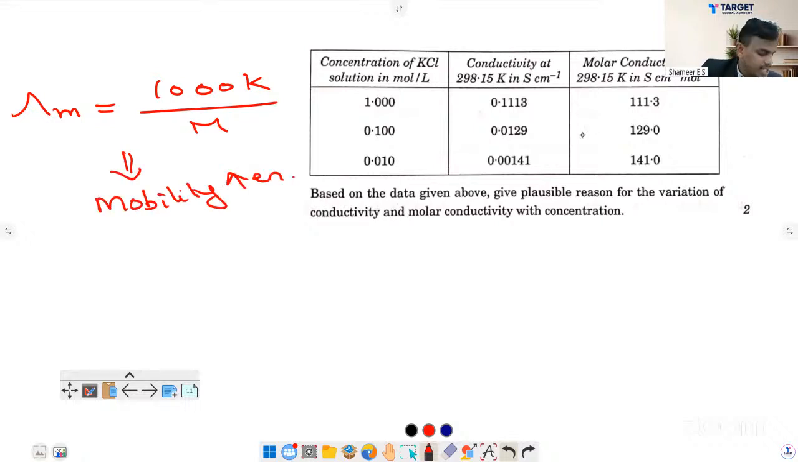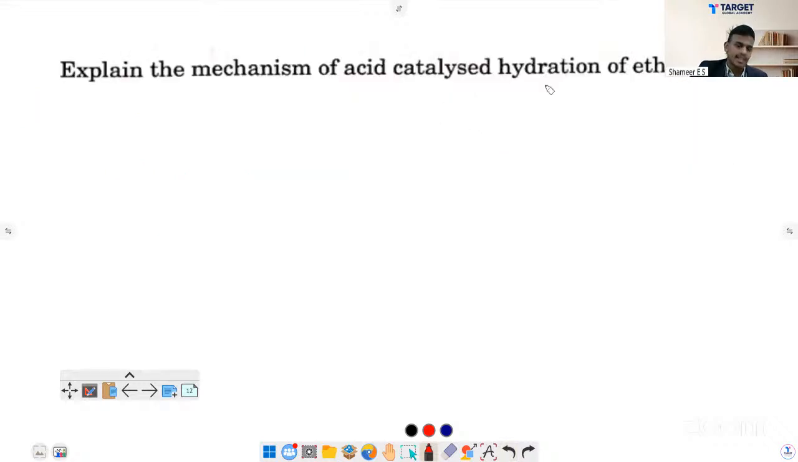What about conductivity? Why is conductivity decreasing if you decrease the concentration? You know, the number of ions in a unit volume is decreasing. Theory question. Next, explain the mechanism of acid catalyzed hydration of ethene.